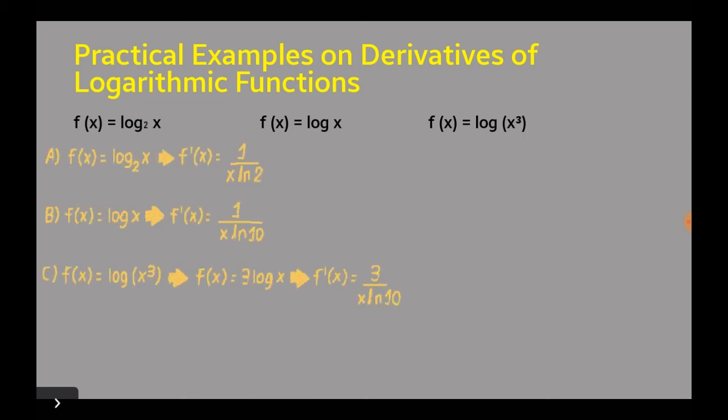Practical examples on derivatives of logarithmic functions. Here, f of x equals log base 2 of x, f of x equals log x, and f of x equals log x cubed. We got the answers here. For f of x equals log base 2 of x, f derivative at x is 1 over x ln 2. For f of x equals log x, f derivative at x is 1 over x ln 10. For f of x equals log x cubed, f of x is 3 log x, so f derivative at x is 3 over x ln 10.